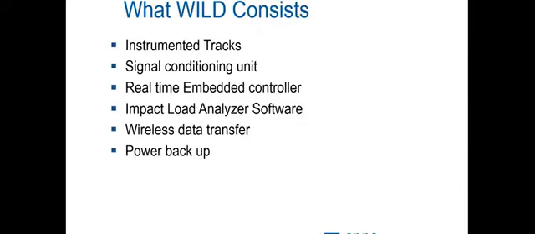Okay, so how do we do that? The best way to do that is to have an instrumented track. That is, the track comes with strain gauges which are continuously monitoring the impact load, and if the impact load is beyond a certain level, then it catches it.